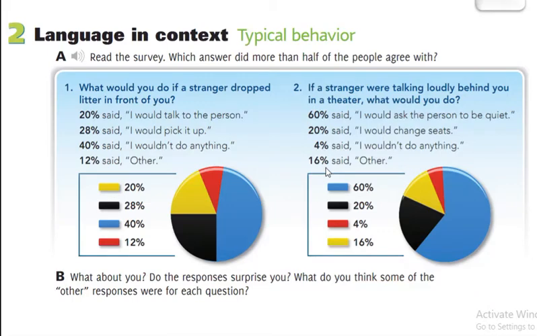We have typical behavior. What would you do if a stranger dropped litter in front of you? 20% said I would talk to the person. 28% said I would pick it up. 40% said I wouldn't do anything, and 12% said other. Then, if a stranger were talking loudly behind you in the theater, what would you do? 60% said I would ask the person to be quiet. 20% said I would change seats, and 4% said I wouldn't do anything. That's 16%. Well, they had other different answers.